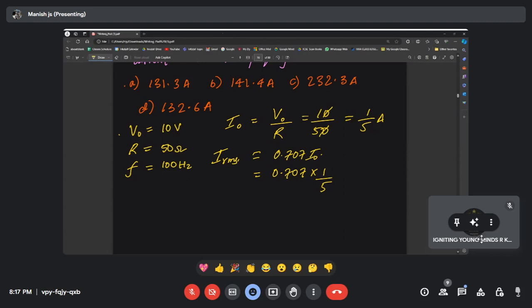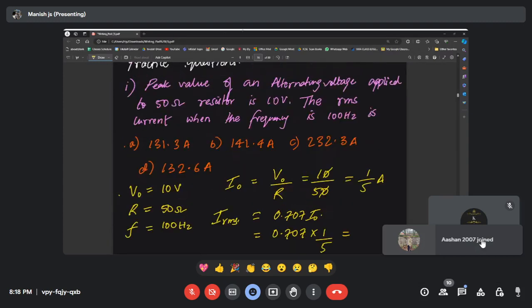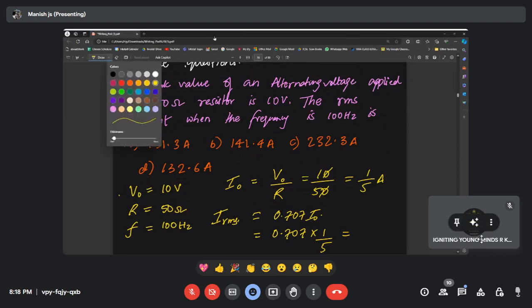How much are you getting if you do the simplification? 0.707 upon 5, which is 707 upon 5,000. Go for a cancellation. Option B, sir. Sir, these option B values are all in milliamperes. I gave it as amperes. My bad. It is in milliamperes. They have given it within brackets. All are in milliamperes. So option B only, right?